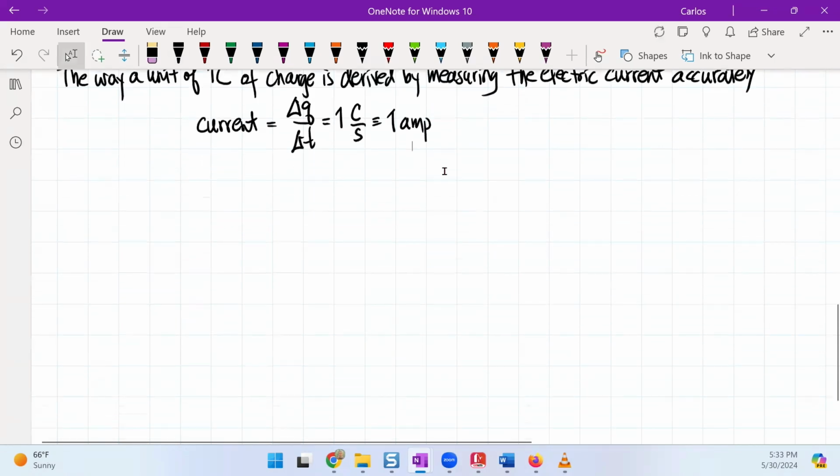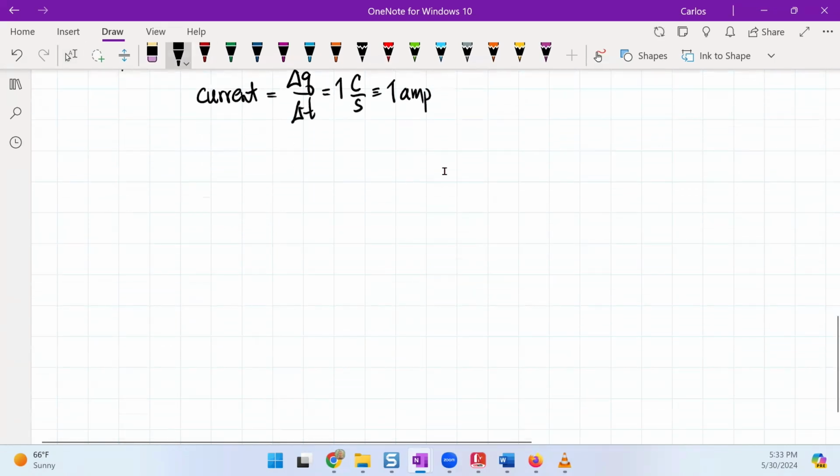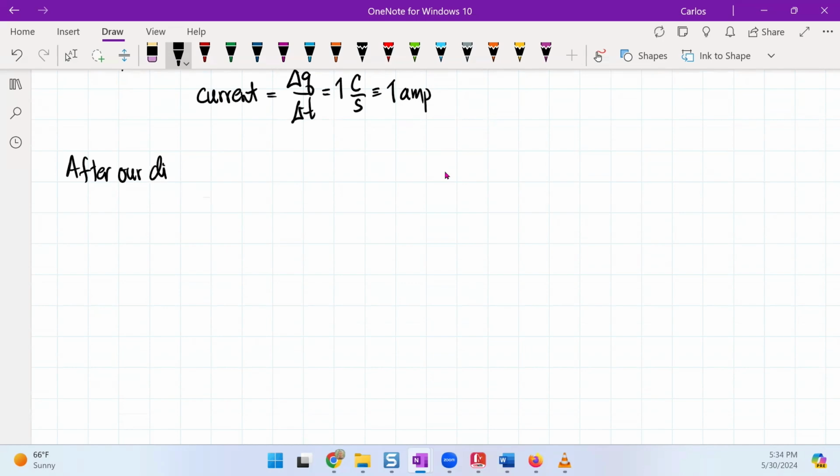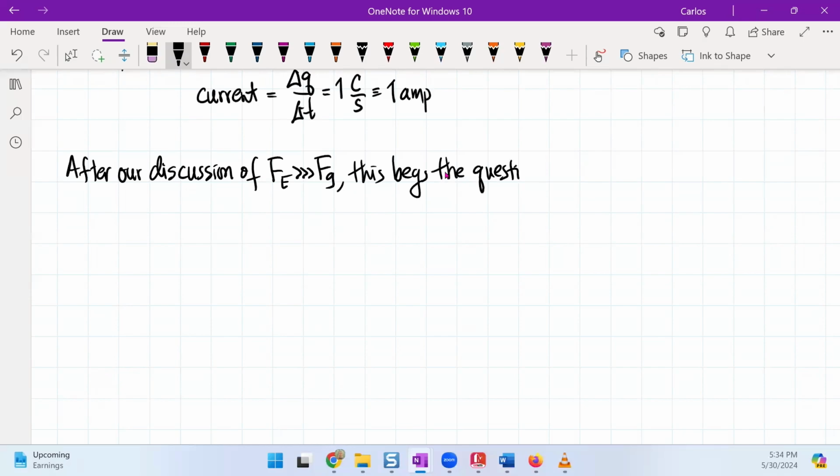Now that we've defined charge, I want to come back to the question that we had at the end of lecture 1.1. After our discussion of the electric force being much, much bigger than the gravitational force, this begs the following question.